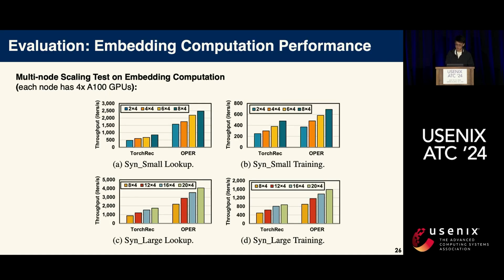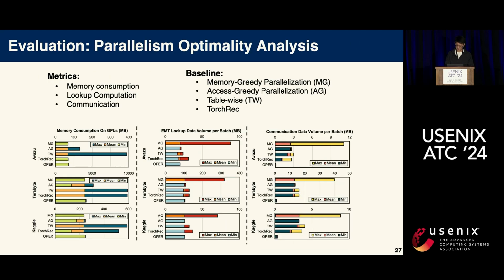And we also conduct a multi-node scaling test on embedding computation performance. On average, OPER achieves 2.8 times and 1.7 times improvement in embedding lookup and training throughput. And this speedup in the multi-node setting is relatively lower than in the single node experiment. This is because rather than using collective communication to synchronize all the embeddings at once, OPER communicates the embeddings in a fine-grained per-embedding manner that may not be able to achieve the peak communication bandwidth of the inter-node connections.